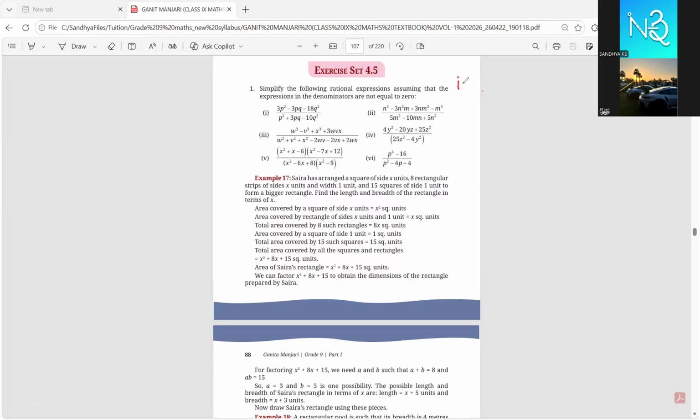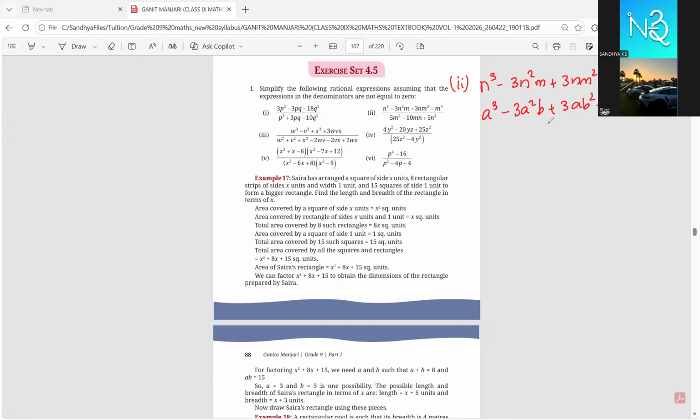Okay, the second question is n cube minus 3n squared m plus 3n m squared minus m cube. So it is directly the identity only. What is the identity? A cube minus 3a squared b plus 3ab squared minus b cube. Which identity is this? A minus b whole cube.